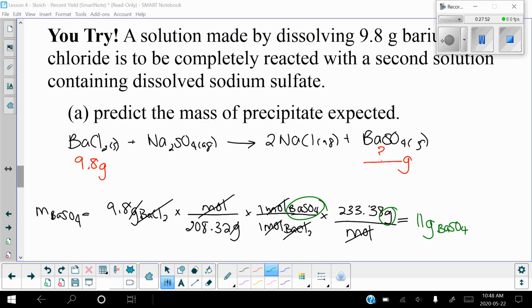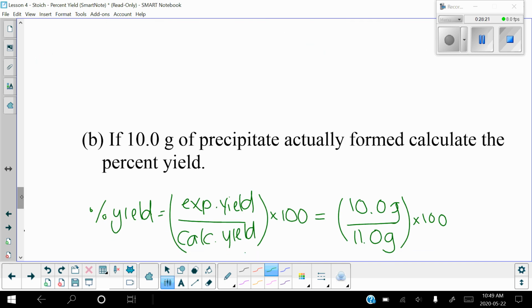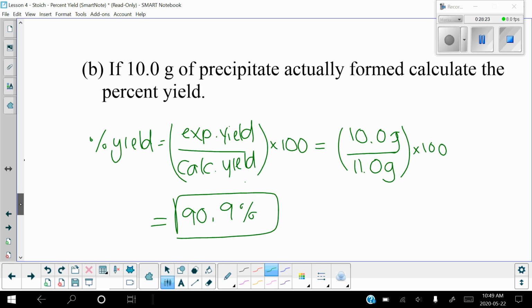Okay, let's go through this. So first step is always to write a balanced reaction. And from there, you're going to see what precipitate was formed using page 6 in your data booklet. The barium sulfate is our precipitate, so we will be looking for mass of barium sulfate. You're going to then use Stoich to calculate this mass out. Once you use Stoich, you're going to get a mass of 11 grams. You are then going to use that answer in part B to find your percent yield.